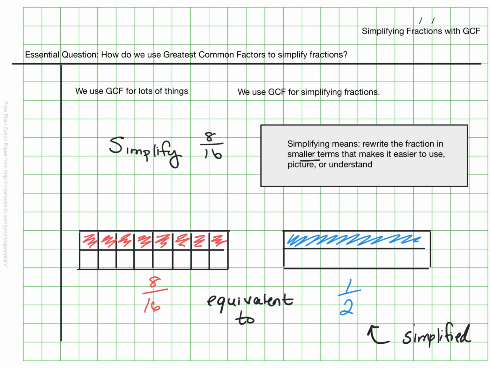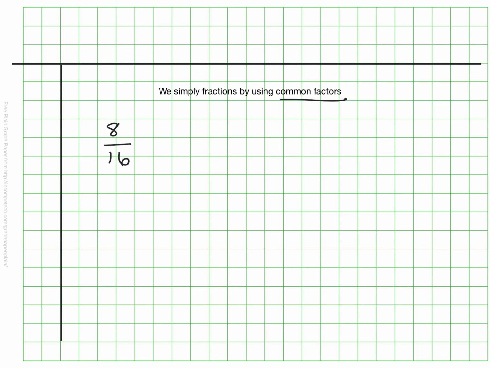It makes it a little bit easier for us to picture what we're talking about and have a common understanding. We simplify by using those common factors that we've been talking about. So for example, I know that 8 and 16 can both be divided by 8. They have a common factor of 8. And when we divide 8 by 8, we are left with 1. And when we divide 16 by 8, we are left with 2. And that's how we know that these two fractions are equivalent.